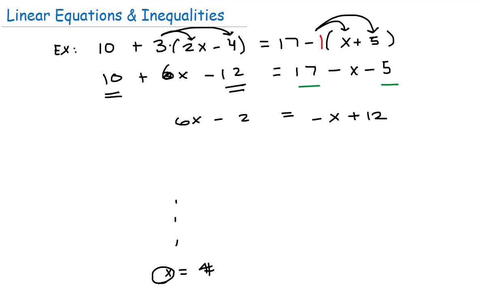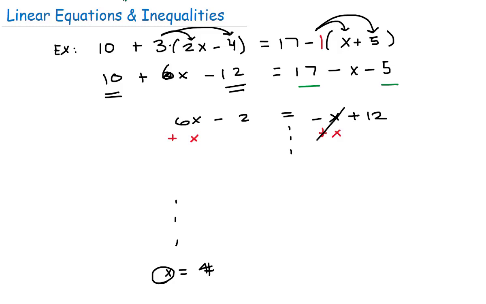So now here's where you make a choice. You do want to get x by itself on one side of the equal sign, so you can either bring your x's to the left or to the right. Either way you will get the correct answer. Just depends on your choice. So you're going to say, maybe this time I'm going to go to the left, so I'm going to add x to both sides of my equal sign.